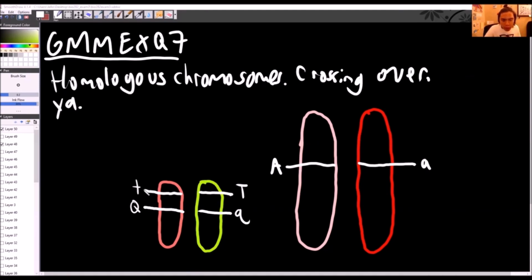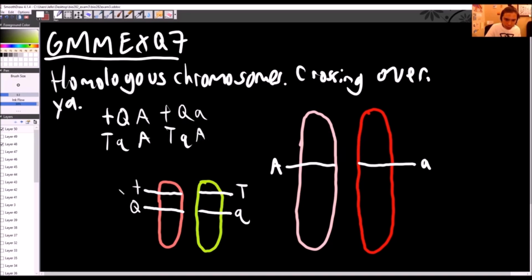So, let's get the genotypes of the current state that we have right now, because it could also not cross over, or you might have a double crossover, which will result in the same kind of thing. So you have T, big Q, and then you can have A, or you can have T, big Q, little a. And then over here, you could have T, little q, big A, T, little q, big A.